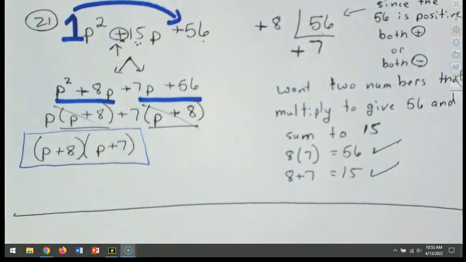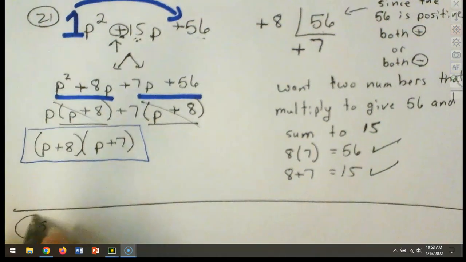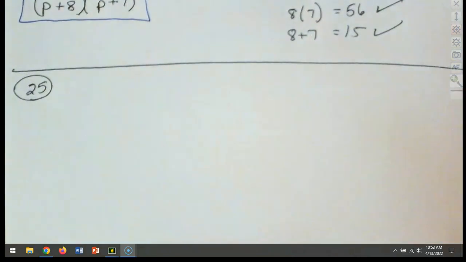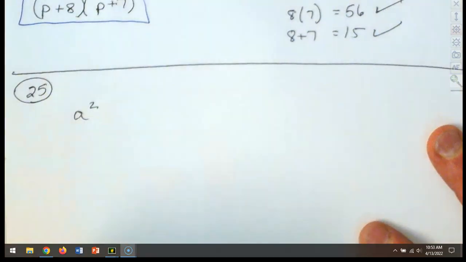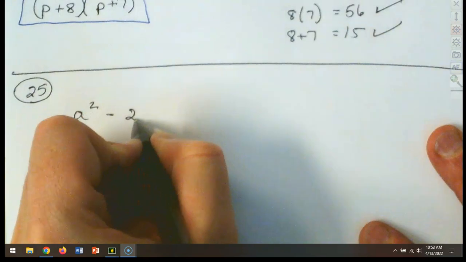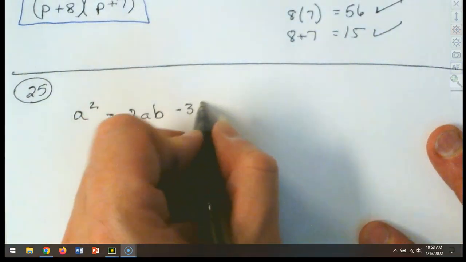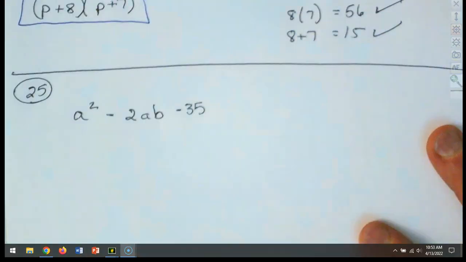Okay, let's try another one. How about 25a squared minus 2ab minus 35b squared? They're all similar, but yet a little bit different.